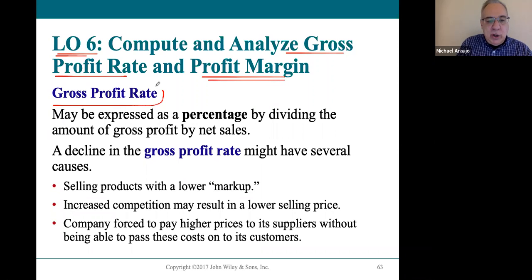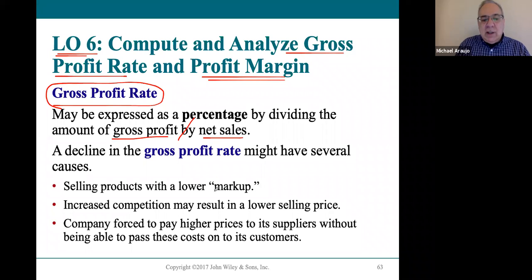The very first one we're going to do is the gross profit rate. And it's simply a percentage. Remember, all the ratios are a comparison of two numbers, right? So in this case, we're going to look at the gross profit of the company and compare it to the net sales. That's it. That's all it is. That's the gross profit rate. Gross profit divided by net sales. Very, very simple.